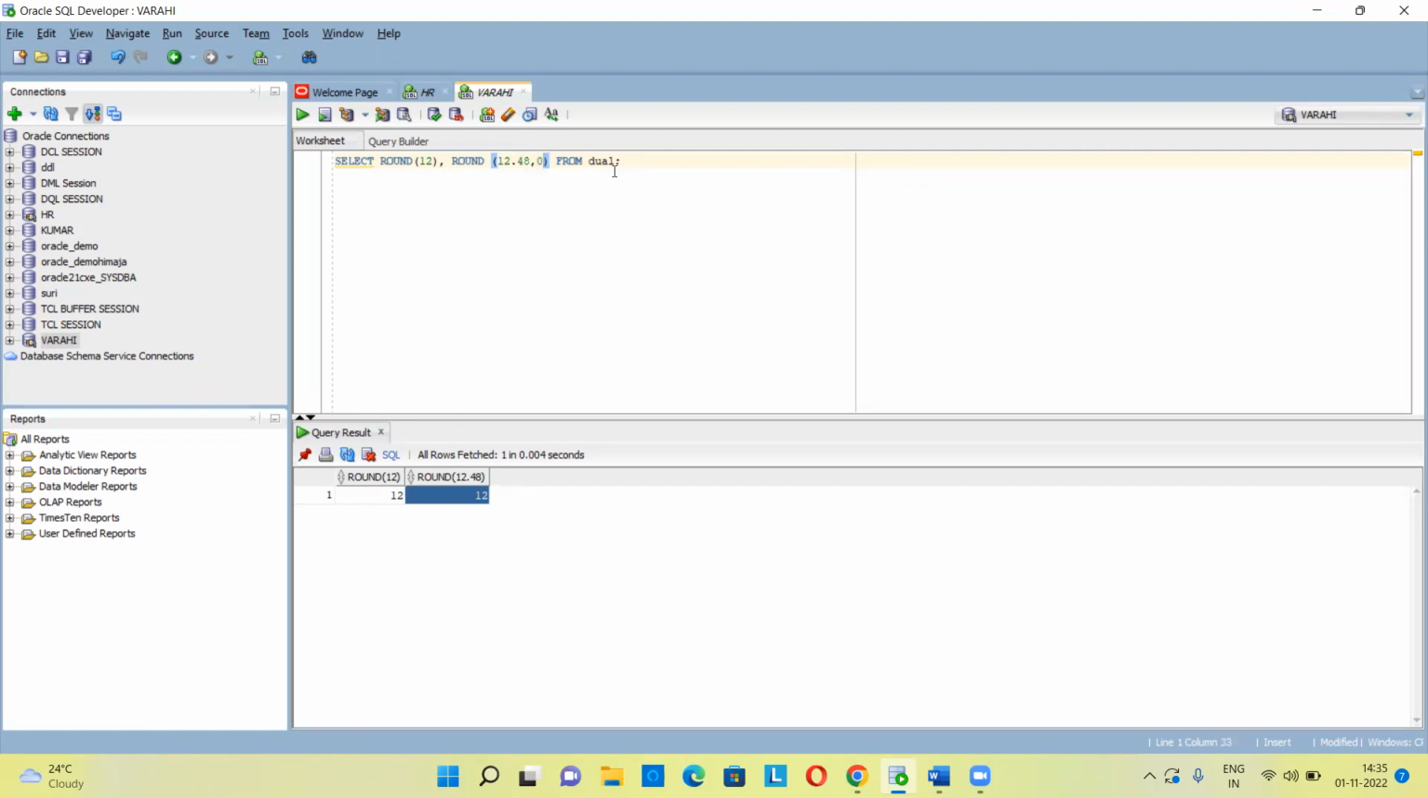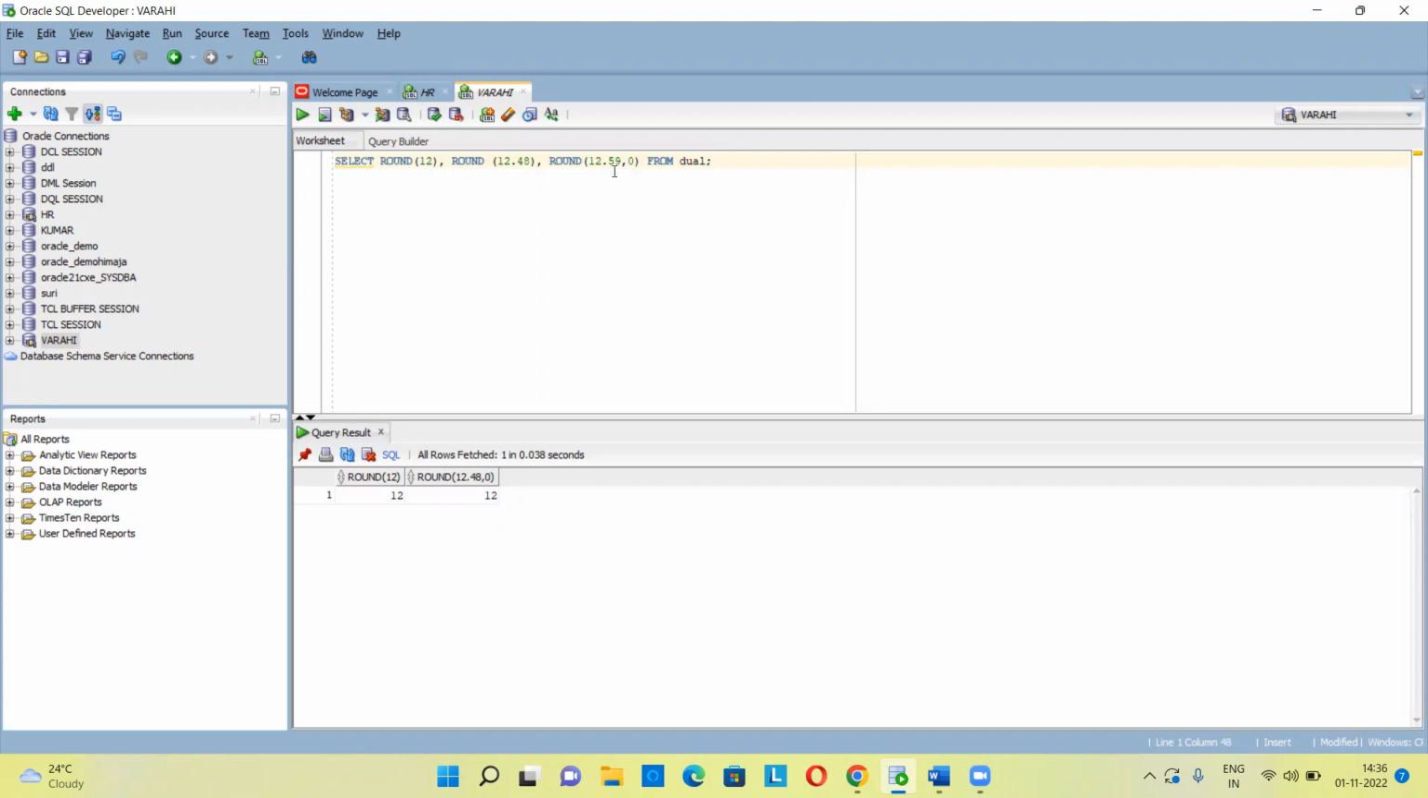Okay, if you want, I'll just execute it. Same thing is coming, right? For your purpose, I'm just writing the same, 12.59, 0. Okay, so in the second example, I have not passed anything. So by default, it will take it as a 0.